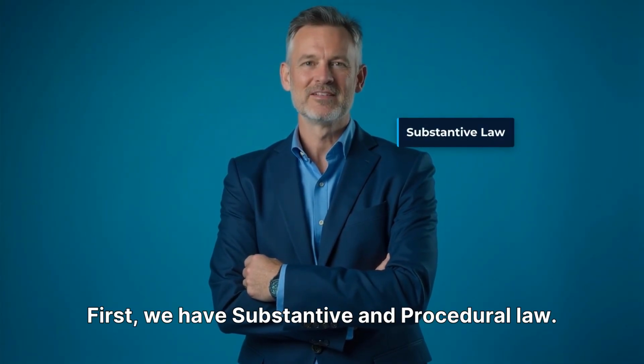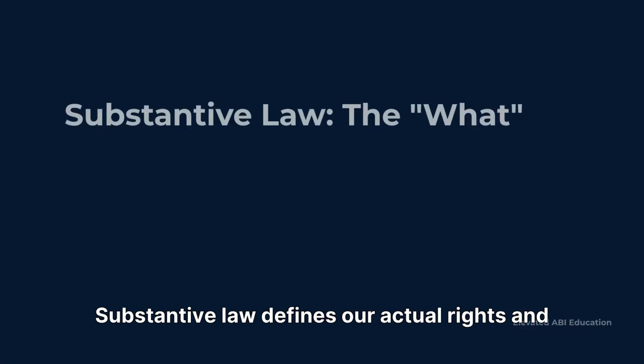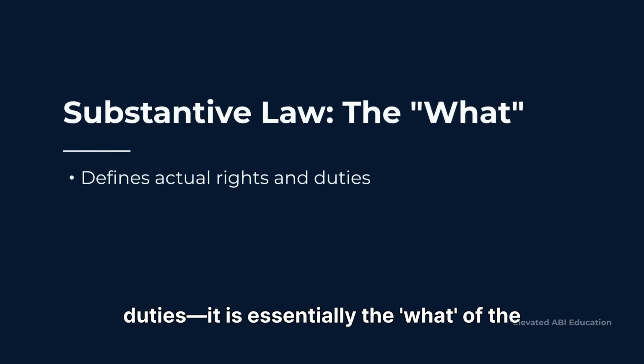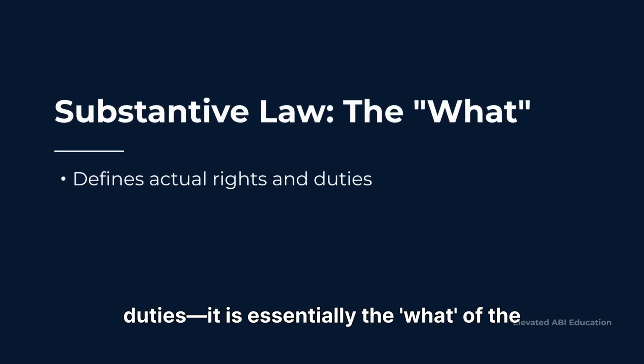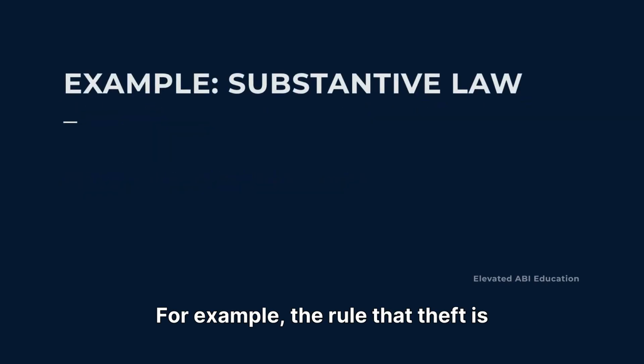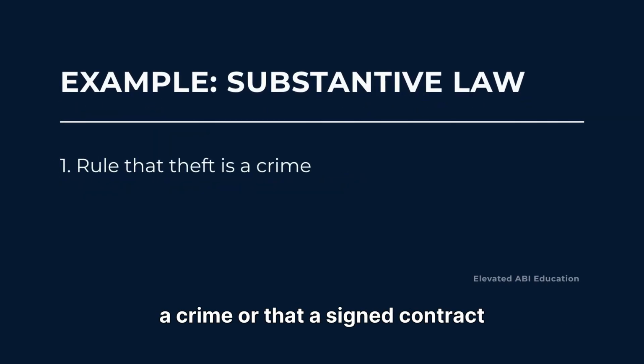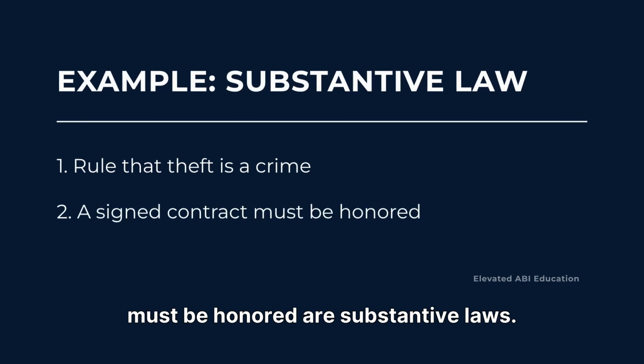First, we have substantive and procedural law. Substantive law defines our actual rights and duties. It is essentially the what of the law. For example, the rule that theft is a crime or that a signed contract must be honored are substantive laws.